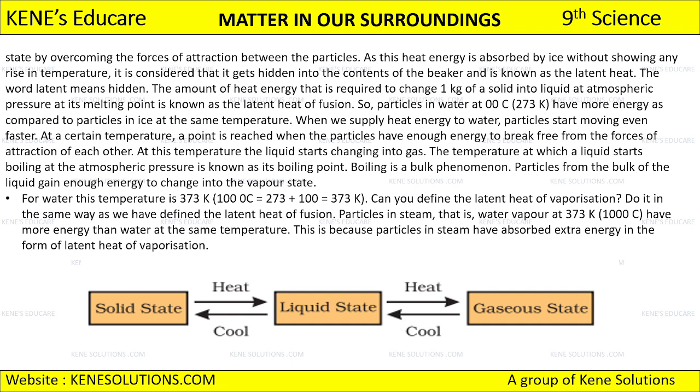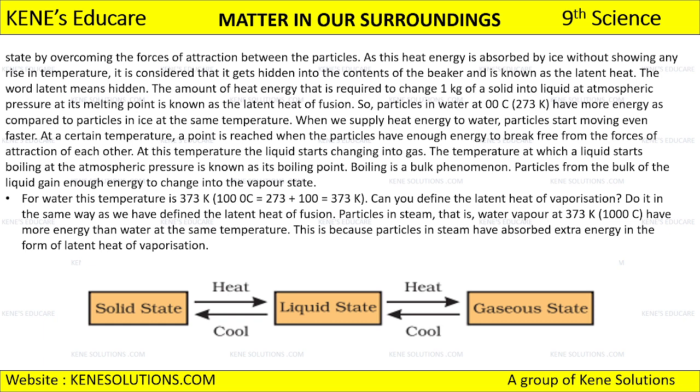So the amount of heat energy that is required to change 1 kg of solid into liquid at atmospheric pressure at its melting point is known as latent heat of fusion. Now this definition is important. What has been said over here? Amount of heat energy required to change 1 kg of solid into liquid at atmospheric pressure at its melting point is known as the latent heat of fusion. So particles in water at 0 degrees Celsius will have more energy as compared to particles in ice at the same temperature.